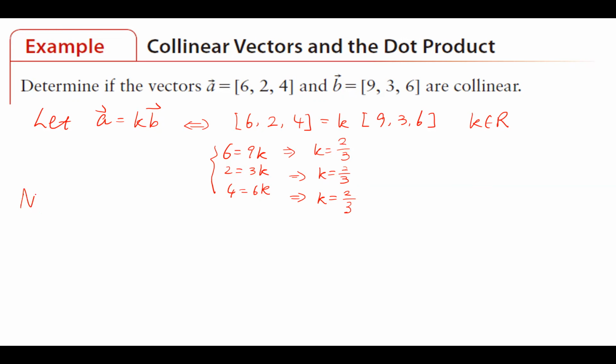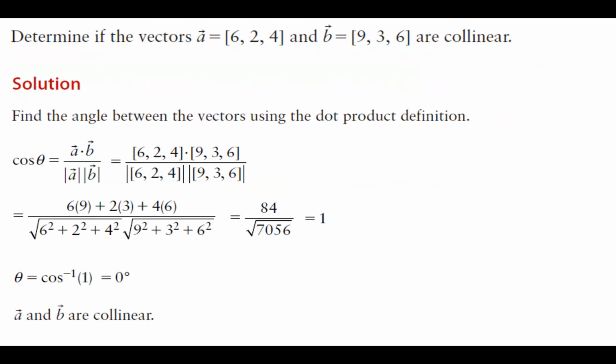So this is a possible method. Another possible method is to find the angle between these two vectors. Two vectors are collinear is also equivalent to the angle between these two vectors is 0, right? So how do we find the angle between the two vectors? We can use the dot product of these two vectors, right? So next, let's have a look at the second method.